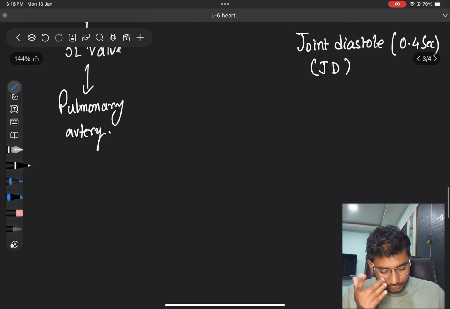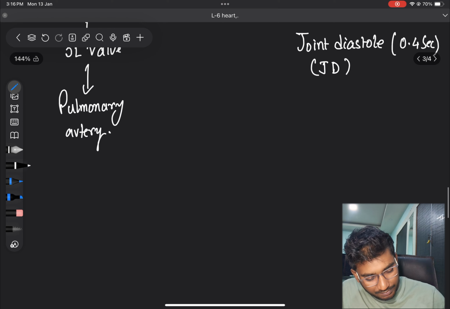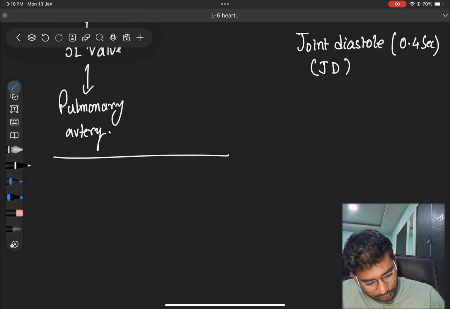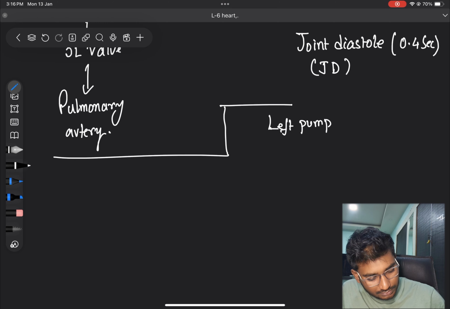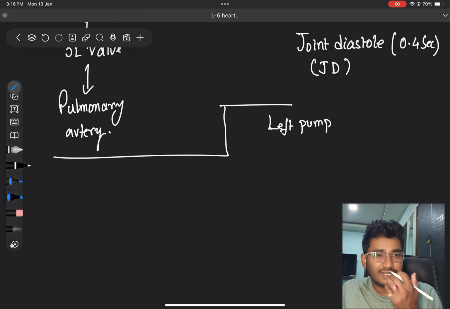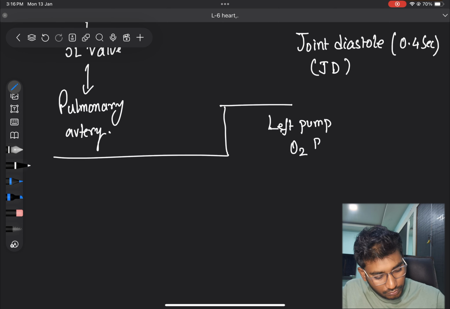Okay, now what happens? The left pump, that is the left side of the heart. Oxygenated blood, pulmonary vein.